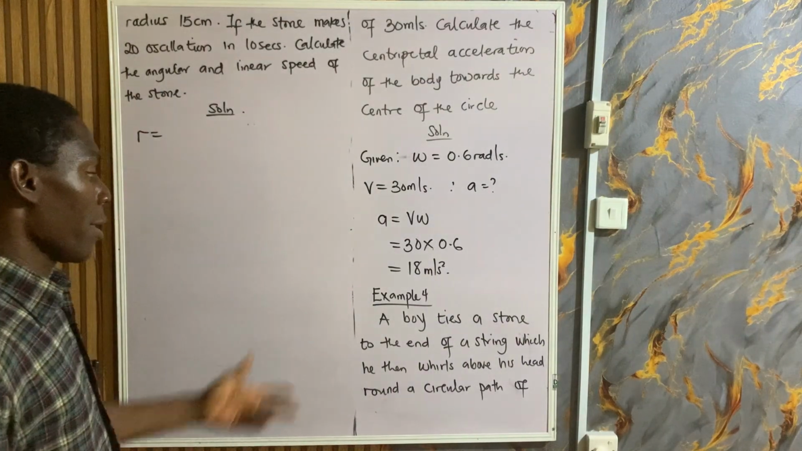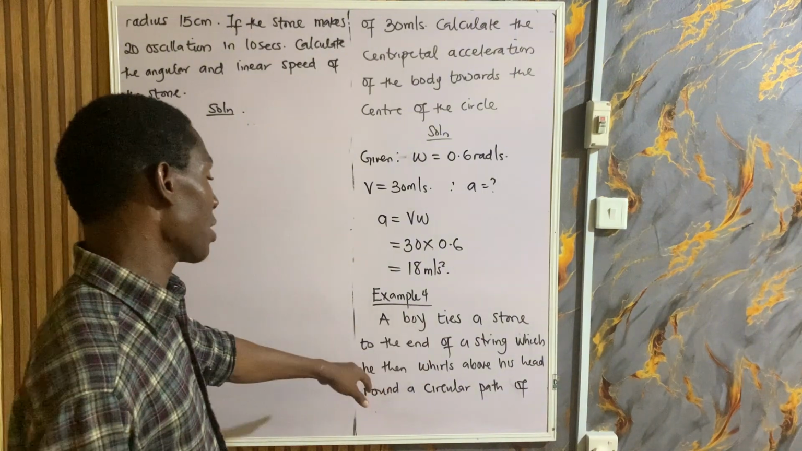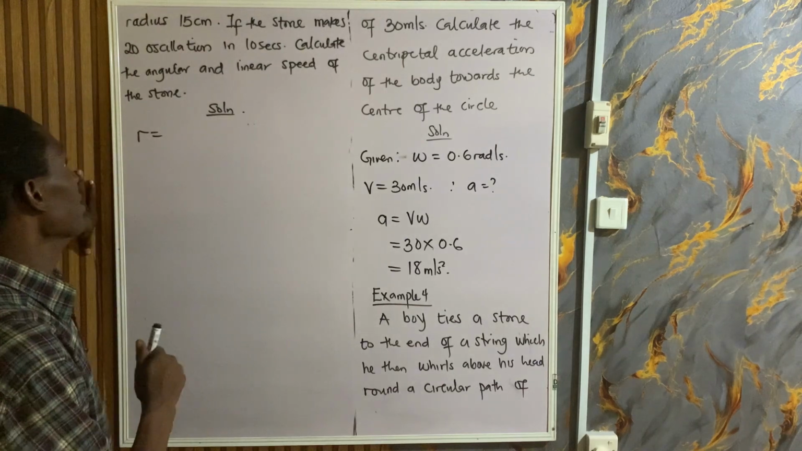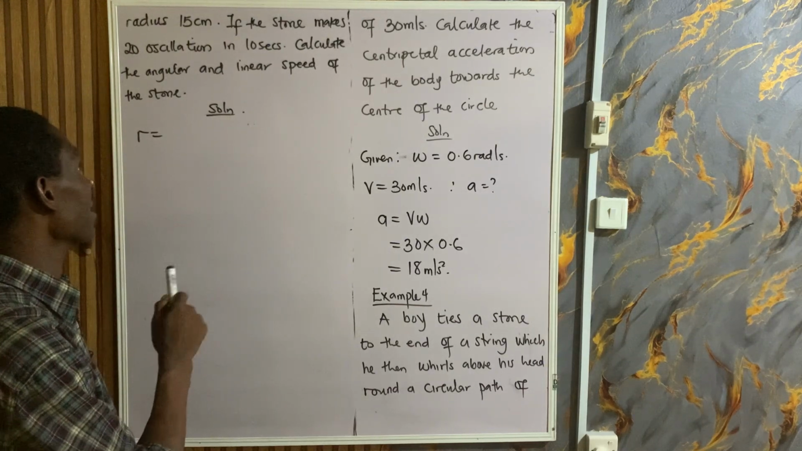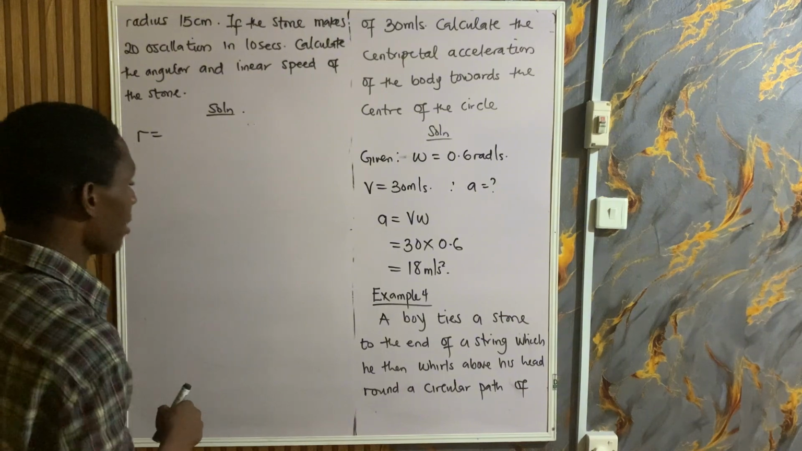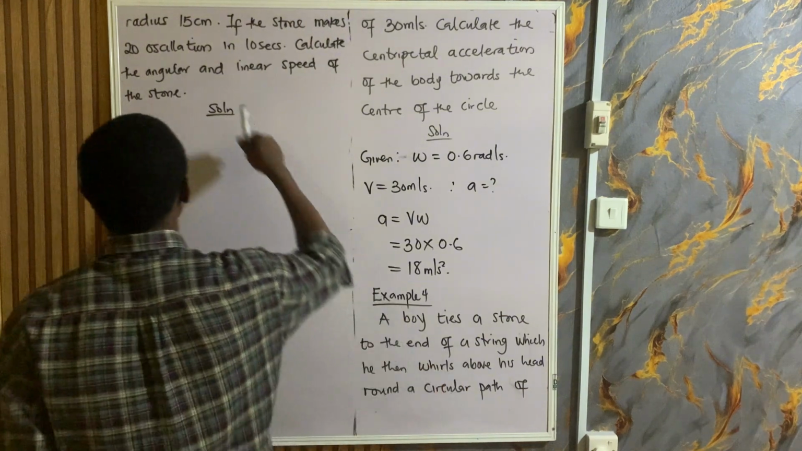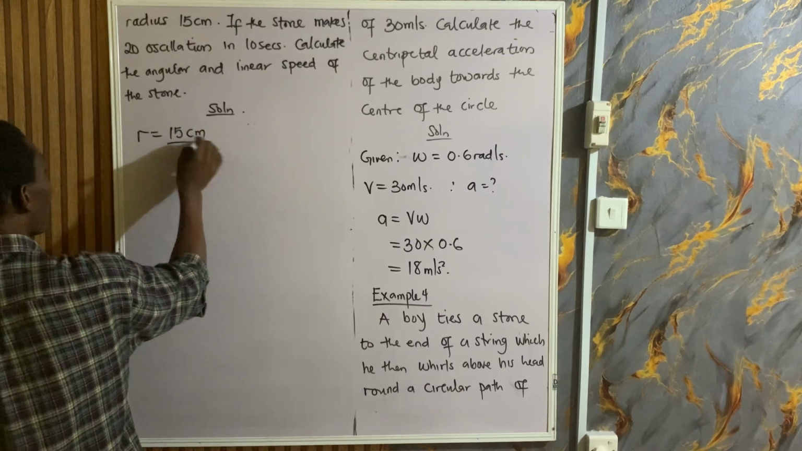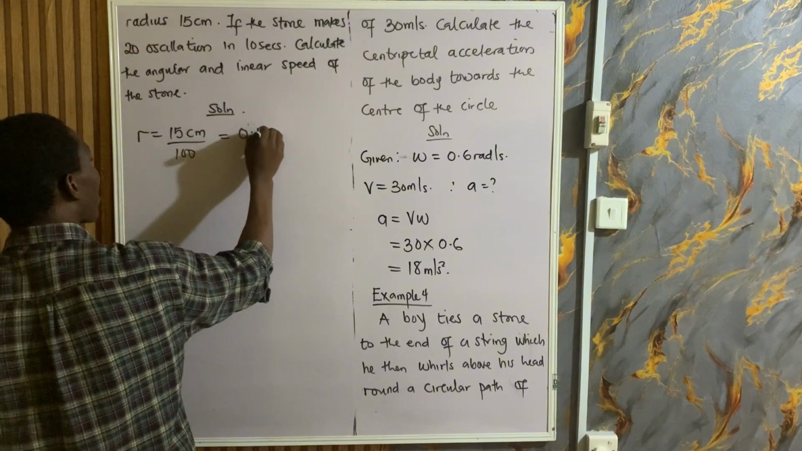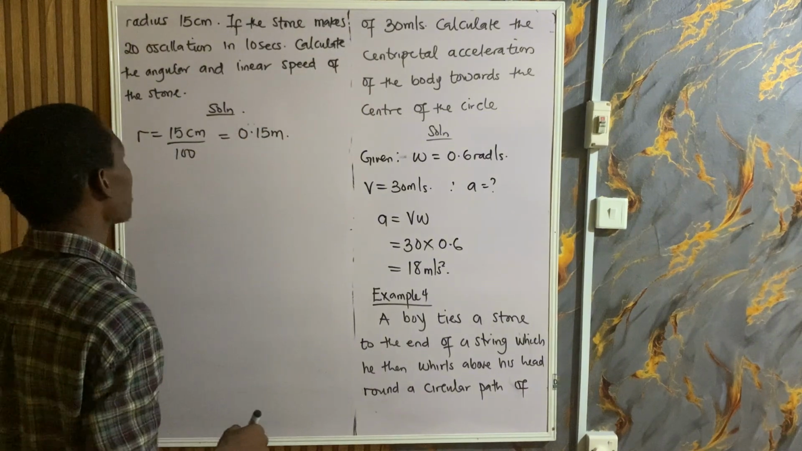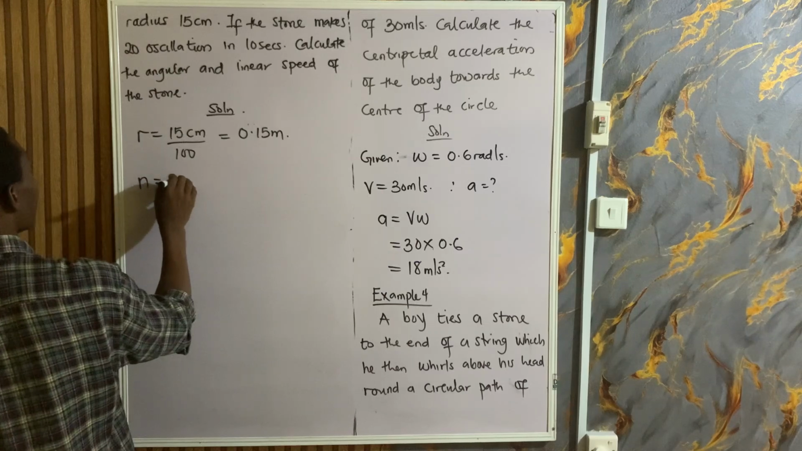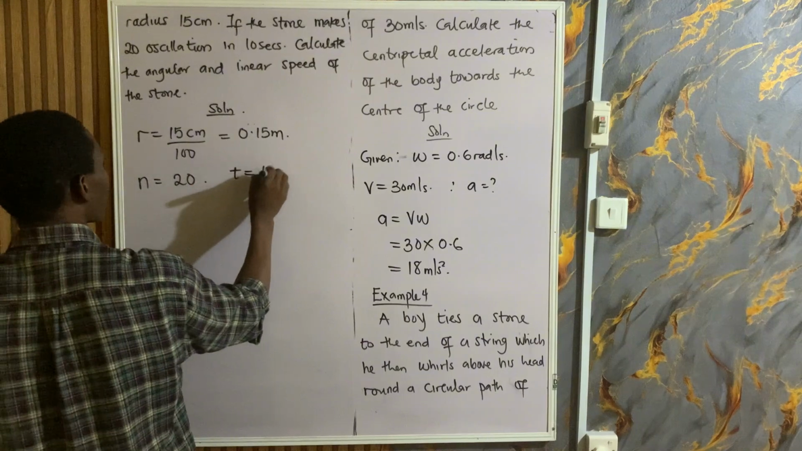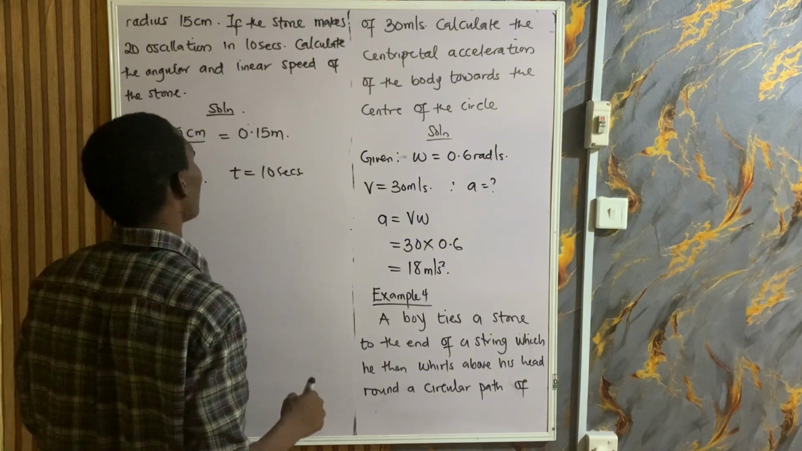Example 4. A boy ties a stone to the end of a string, which he then winds above his head around a circular path of radius 15 cm. If the stone makes 20 oscillations in 10 seconds, calculate the angular and linear speed of the stone. Well, we are given the radius to be 15 cm. But in this physics, we have to use our SI unit, so divide by 100 now. That will be 0.15 meter. The stone makes 20 oscillations, that is the number of oscillations n, which is 20, in 10 seconds, that's the time. Calculate the angular and linear speed.